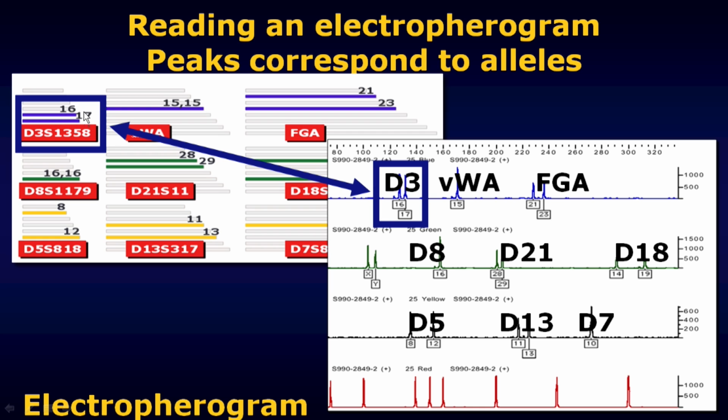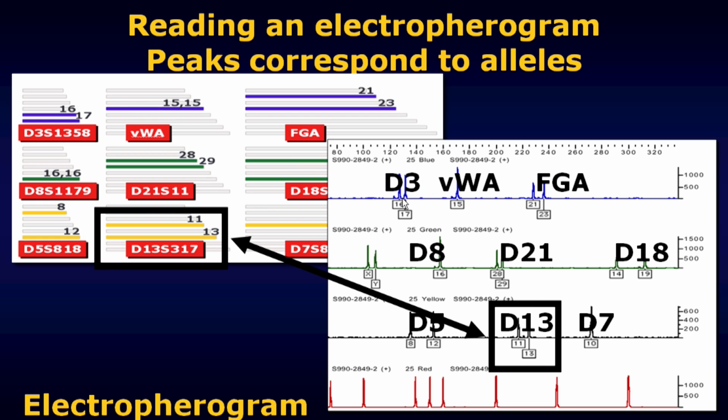One that's a 16, one that's a 17. That's the name that we gave to it with the computer software. And at the D3 locus on the electrophoregram, that in turn causes us to see 2 peaks, a 16 and a 17. And by the same token, at the D13 locus, one of the yellow loci, here you can see an 11 and a 13. That corresponds to alleles 11 and 13 that were present in the underlying DNA sample.